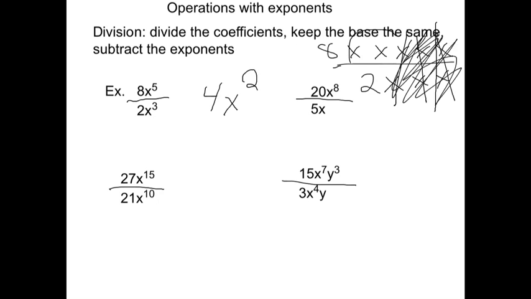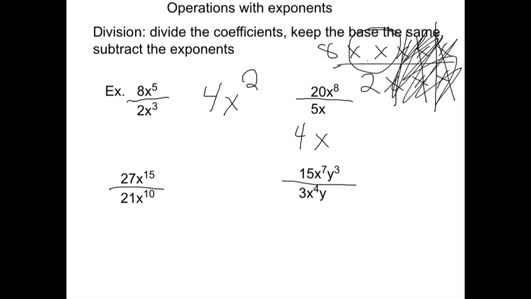and leaves me with only 2 x's. So 8 divided by 2 gives me 4, and then that's where your x squared comes from because there's only 2 x's left. Again, once you understand that, you can just apply the rules. You divide your coefficients, you keep your base the same, and you subtract your exponents.